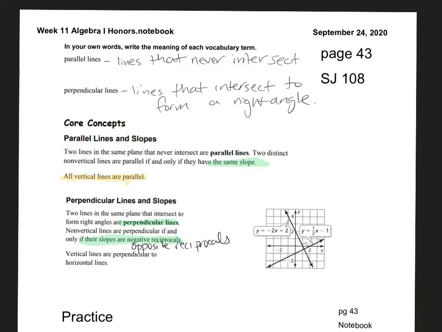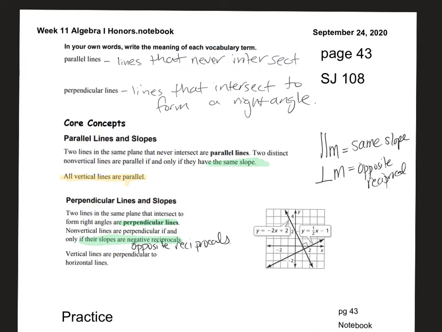So just to recap, parallel lines have the same slope. Perpendicular lines have the opposite reciprocal slopes. They intersect to form a right angle.